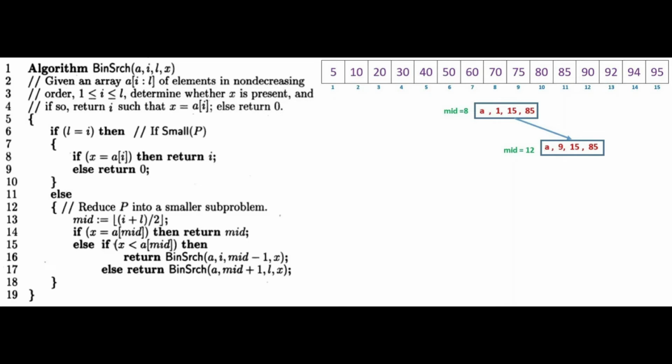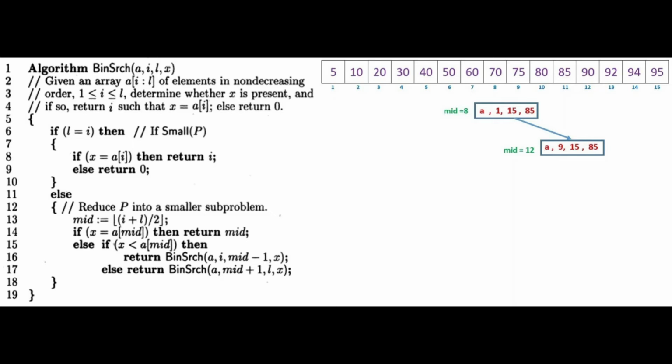Else, x not equal to mid, so in the else part: if x less than A of mid, the condition is true. 85 is less than A of 12, less than 90, condition true. So execute the first recursive call, and in the tree structure we go through the left subtree.